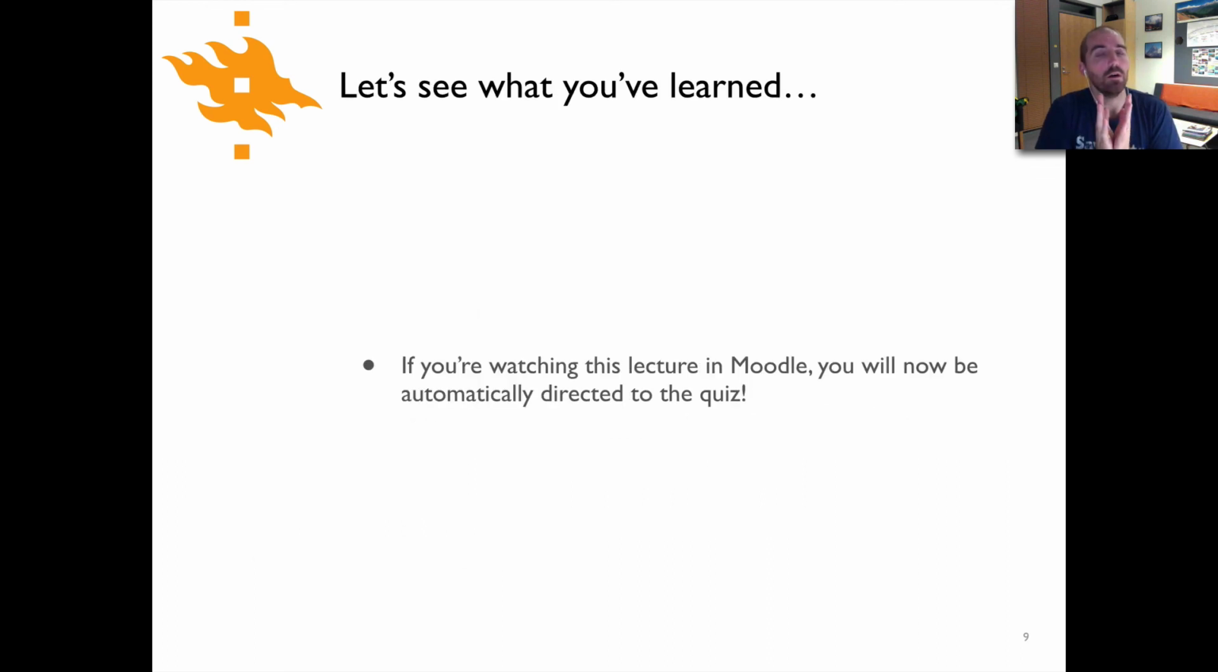Okay, so now we have our linear and nonlinear viscous flow. We've talked a little bit about how this works in the crystal scale, and it's time again to take your quiz. And when you come back, we're going to start putting things together and talk about the strength of the lithosphere.